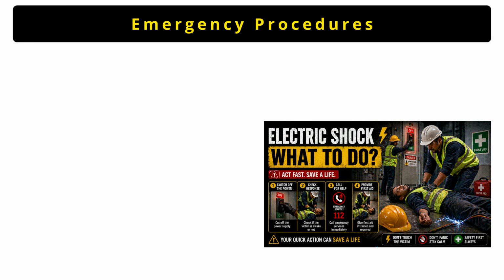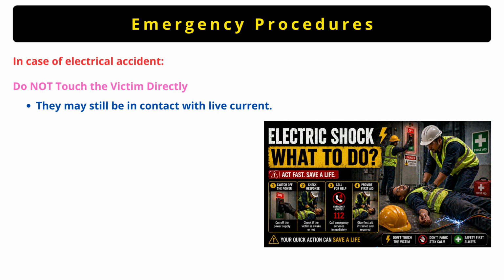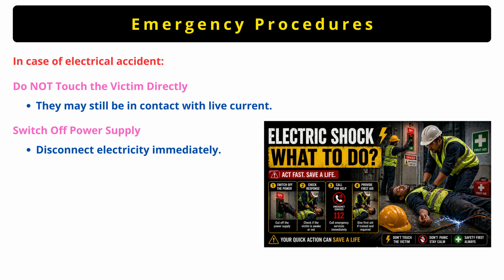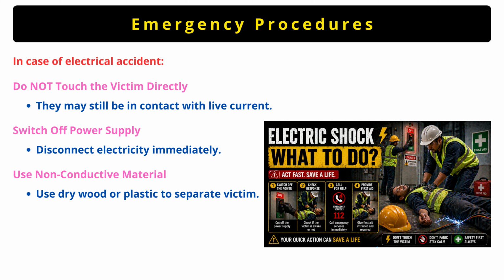Now let's talk about emergency procedures. In case of an electrical accident, what are the steps you can follow? If you see that a person has got an electrical shock, do not touch the victim directly. There may still be contact with the live current, so make sure you follow that, do not touch the victim directly. First you have to switch off the power supply, disconnect electricity immediately. Then use non-conductive materials. For that you can use dry wood or plastic to separate the victim.